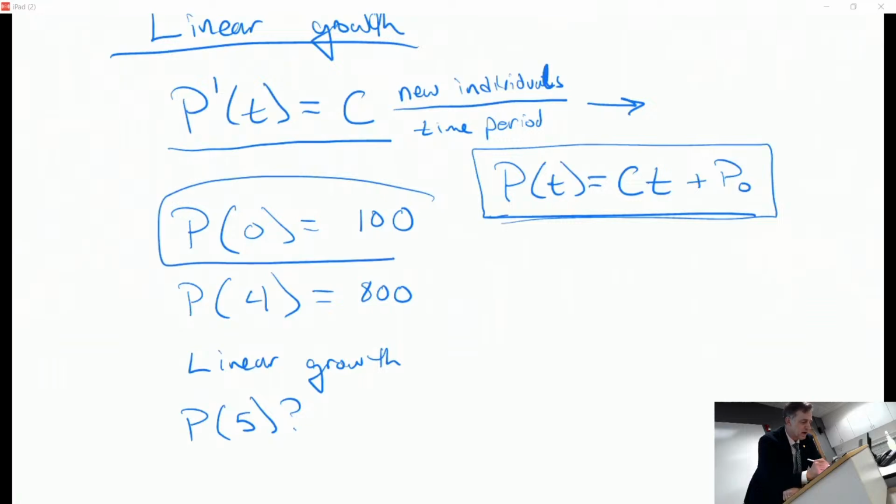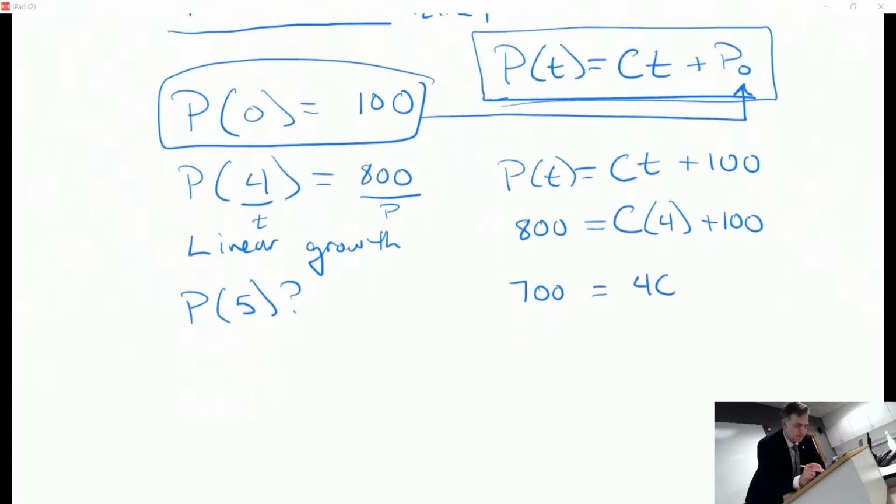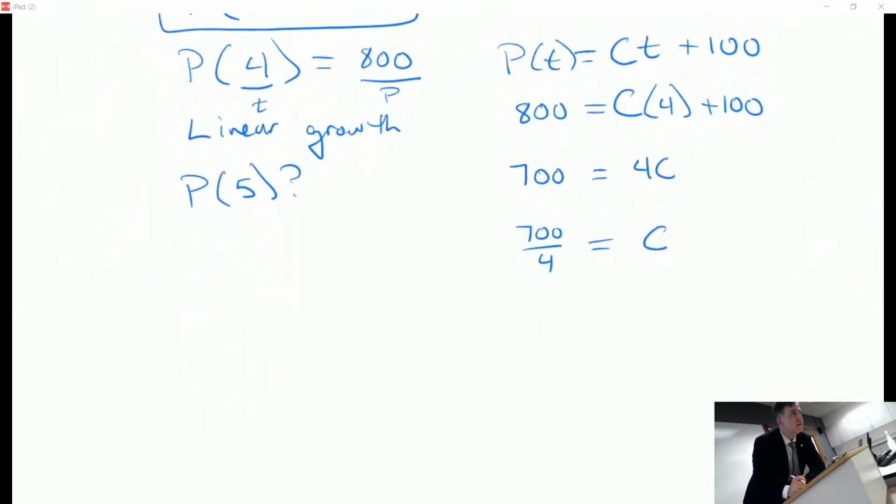And as you might guess, we're going to plug in these two things. First of all, this one actually goes right there. So P of t is c times t plus 100. And then you're going to use this stuff, that is t, this is P, to figure out what c is. So c times 4 plus 100 equals 800. So 4c must equal 700, which means c is equal to 700 over 4, whatever that is. What is that? That's going to be 175. Is that right? So c is 175.